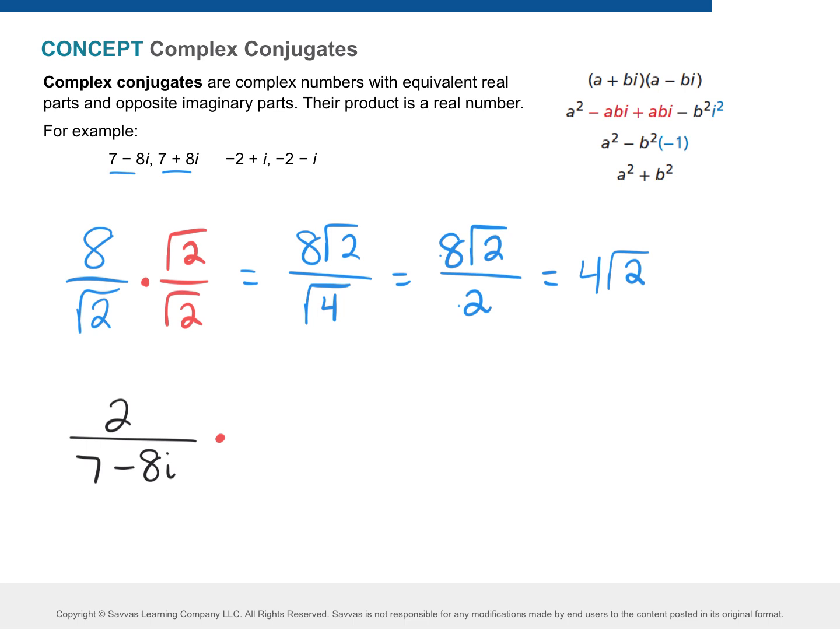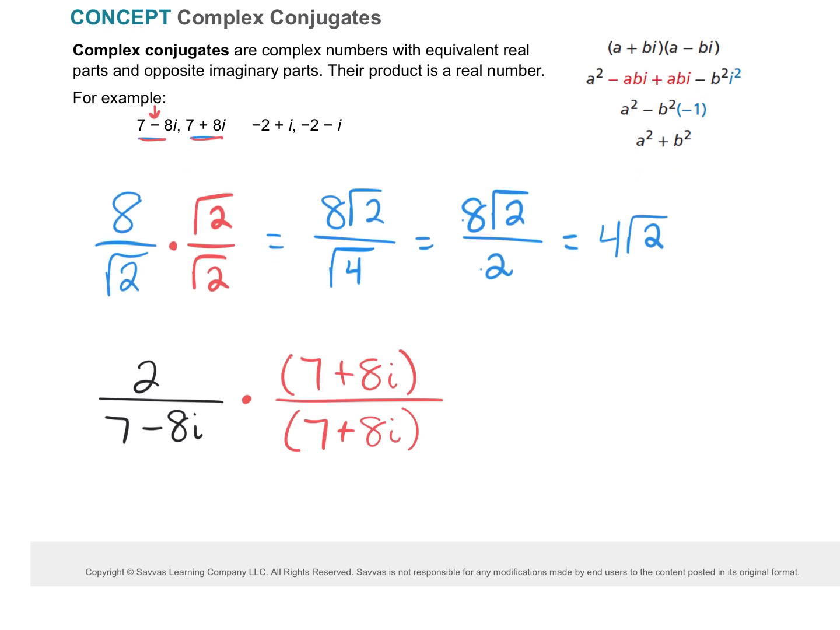Not necessarily. We are going to flip something, though. Conjugates is what it's called. The conjugate is multiplying by the opposite imaginary number. So instead of 7 minus 8i, we're going to multiply by 7 plus 8i. That's the conjugate. So we're multiplying by the conjugate of that bottom complex number. You're just switching that middle sign. From here, everything's the same as what we did yesterday.